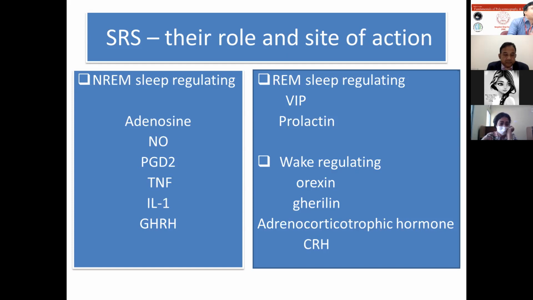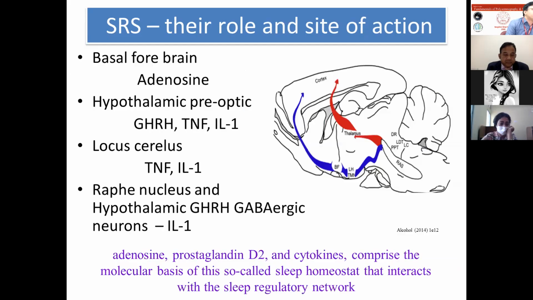Of all these, adenosine is one of the main important fulcrums which tries to regulate or initiate sleep, and it plays a very important role in the homeostatic regulation of sleep. So we'll try to understand something more about adenosine in the subsequent slides.